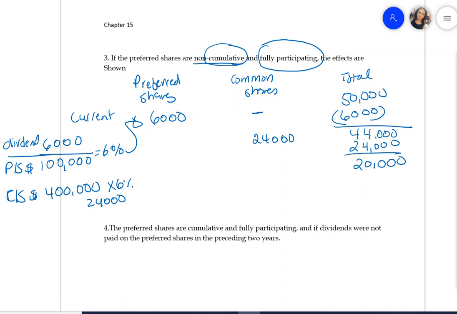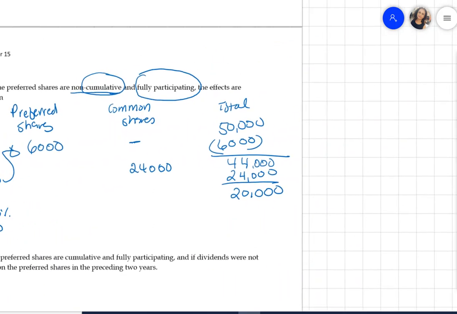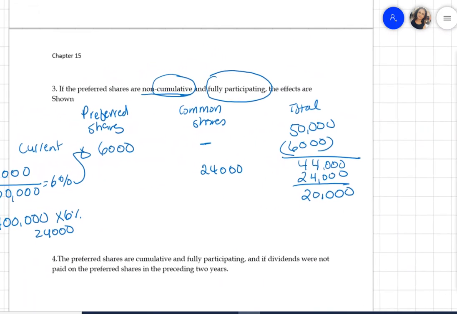When they're fully participating, what do we have to do? We have to give the 20,000 according to the value of their preferred and common shares. So what happens in this case? I'm just going to erase a little bit so that I can get a little more room. Let's do it this side.